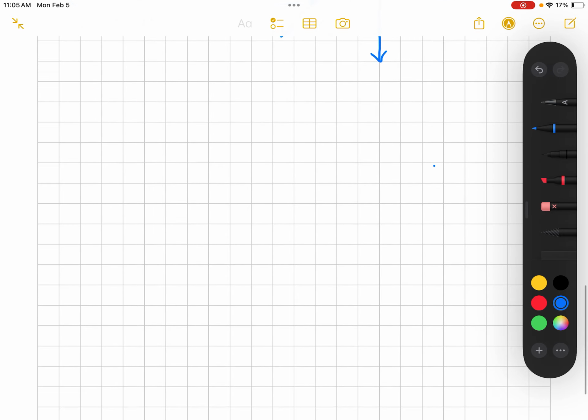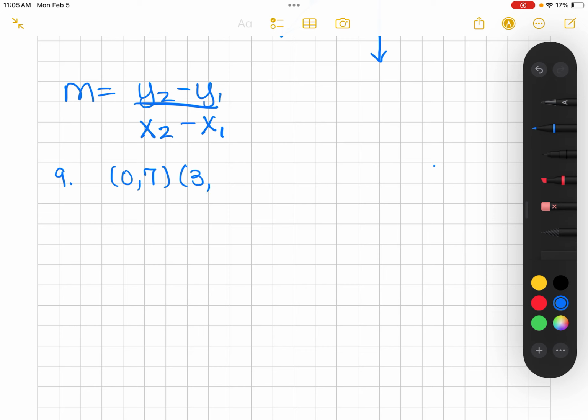On 9, 11, and 13, it gives you 2 points, and it says to find the slope. So for this one, you need to remember the slope formula. Okay, slope formula when you have 2 points is y2 minus y1 over x2 minus x1. Okay, so number 9, my points are 0, 7, and 3, 2.